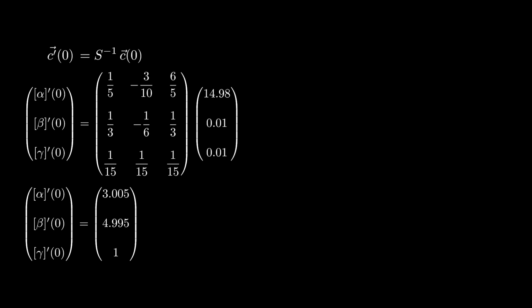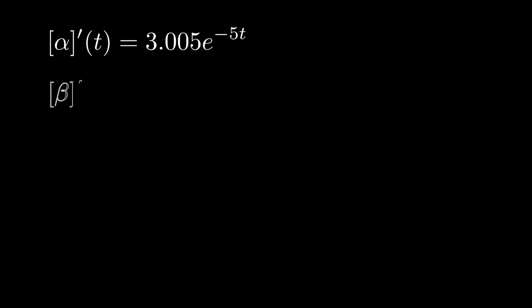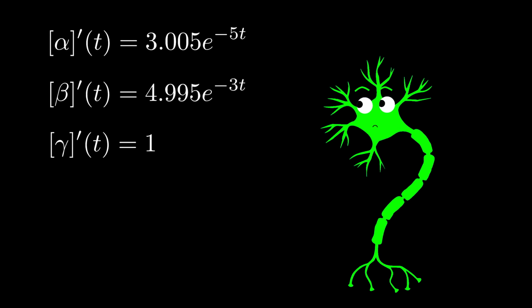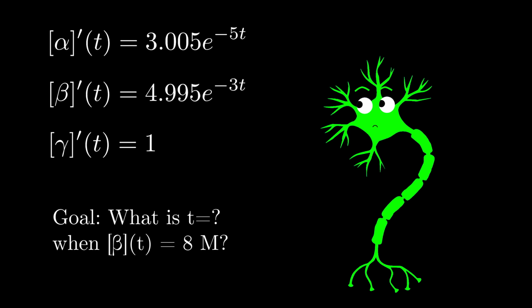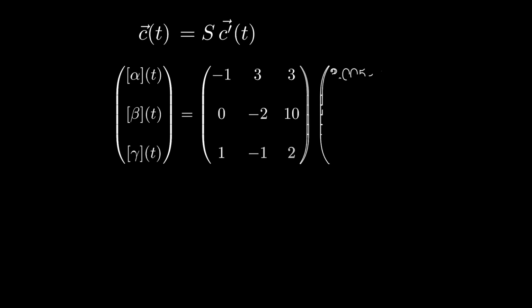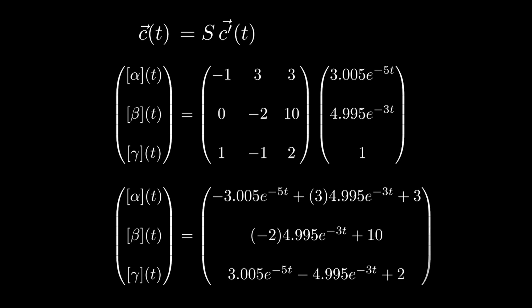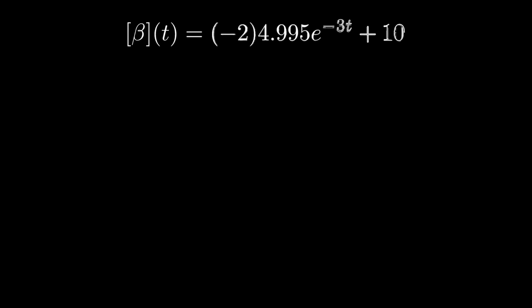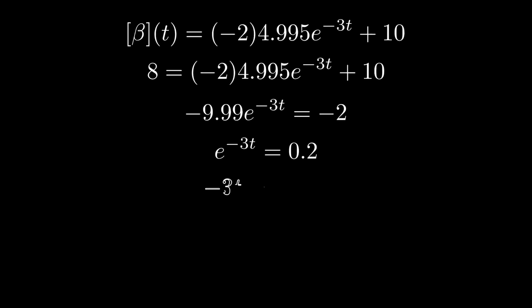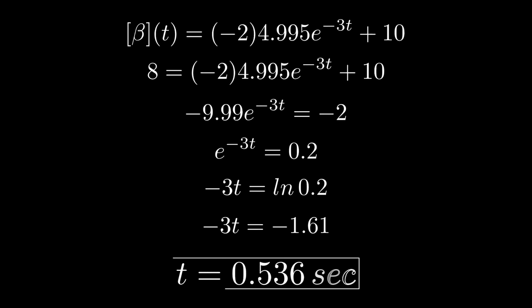So now our solutions to our differential equations read alpha prime of t equals 3.005 times e to the negative 5t, beta prime of t equals 4.995 times e to the negative 3t, and gamma prime of t is equal to 1. We're so close to being done. Remember, our goal was to find the amount of time it took for there to be 8 molar of transcription factor beta. Thus, what we need to do next is convert our solutions to our differential equations back to the original basis using our matrix S. And then we can solve for the value of t where beta equals 8. And if we do all that, we finally find that it would take 0.536 seconds for there to be 8 molar of transcription factor beta, and thus, that is how long it would take for gene X to be expressed.